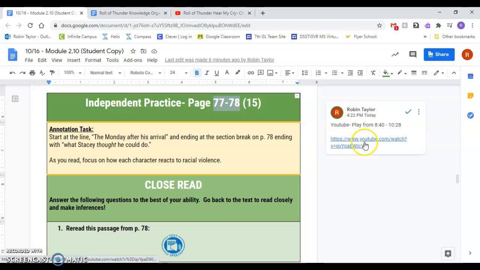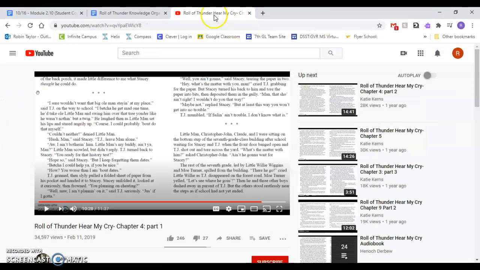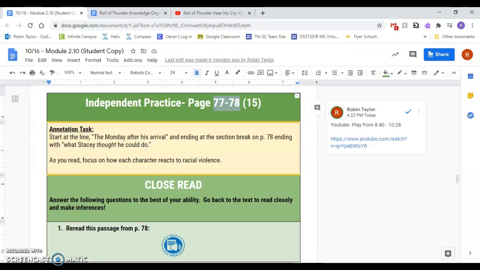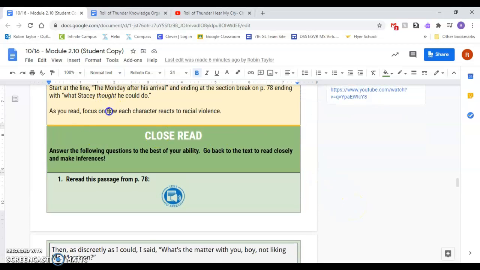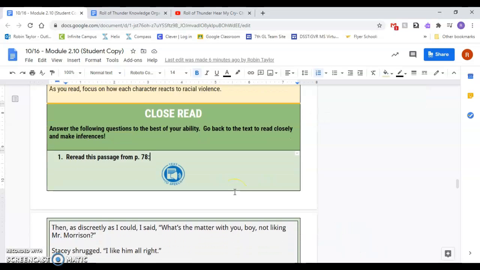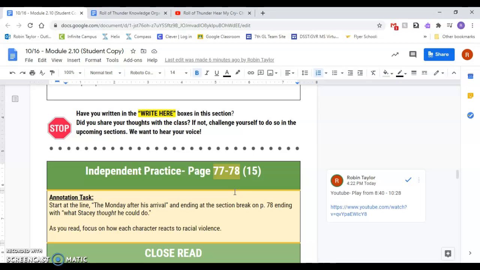Once again, we have the same link, same YouTube video with different timestamps, and you're going to be playing it through 10 minutes and 28 seconds if you are using it. Remember to also read along with your book if you're using that option. And our focus again is how each character is reacting to racial violence. Pause the video for about 5 minutes while you read those 2 pages.